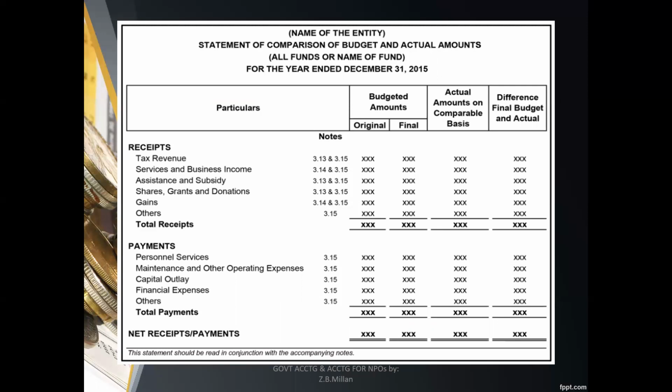Since the budget is prepared in the previous year, it will be used on the current year. There might be changes as to the amounts. So that is why you should prepare this one, the statement of comparison of budget and the actual amounts.